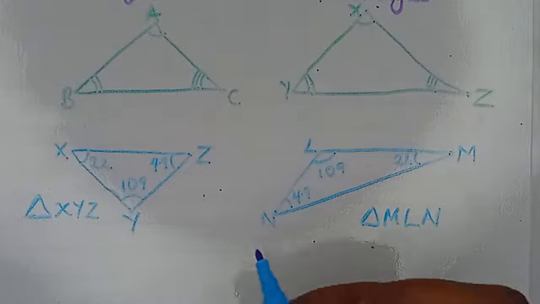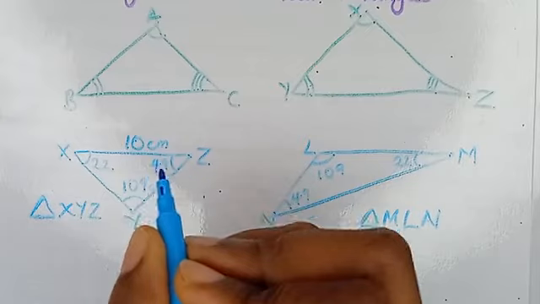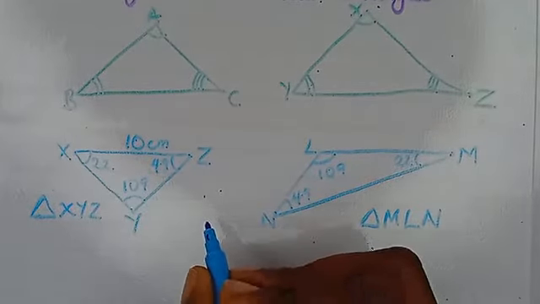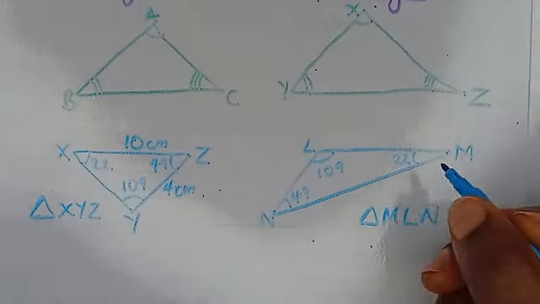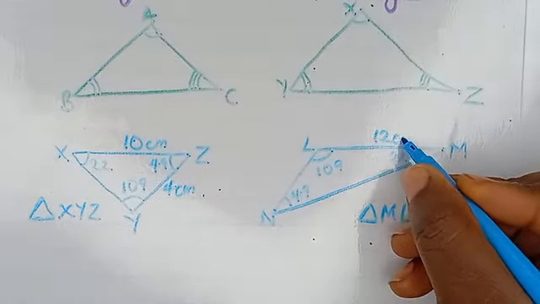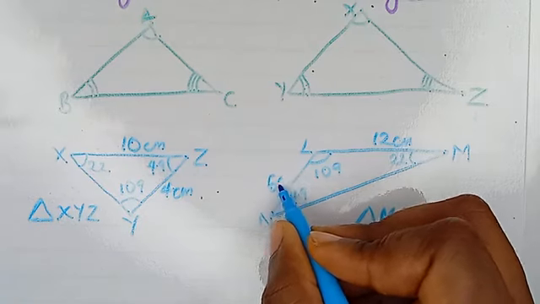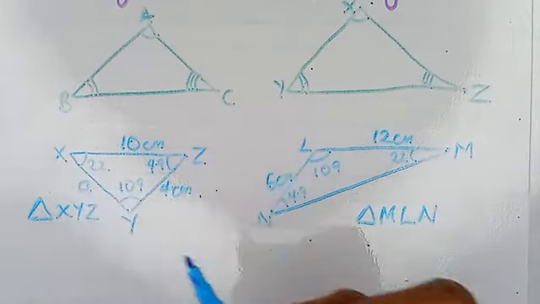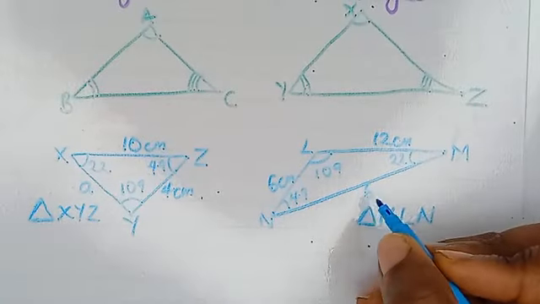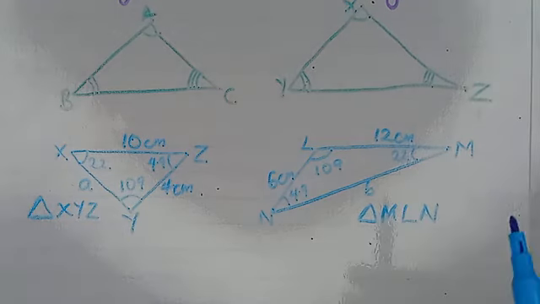Now let's use an example. Let's say that this side is 10 cm in length, this side is 4 cm in length, this side is 12 cm in length, and then here is 6 cm. We are told to calculate for this side. Let's name here A and let's name here B. So we are to calculate the third sides A and B for this one.